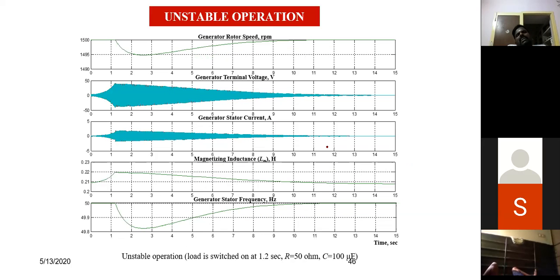Another one is the unstable operation of the induction generator. That refers to the load being switched on at 1.2 seconds. That means before completing the excitation process itself, you are switching on the load. In that case, before the voltage builds up, you are switching on the load, then the self excitation collapses, as indicated.